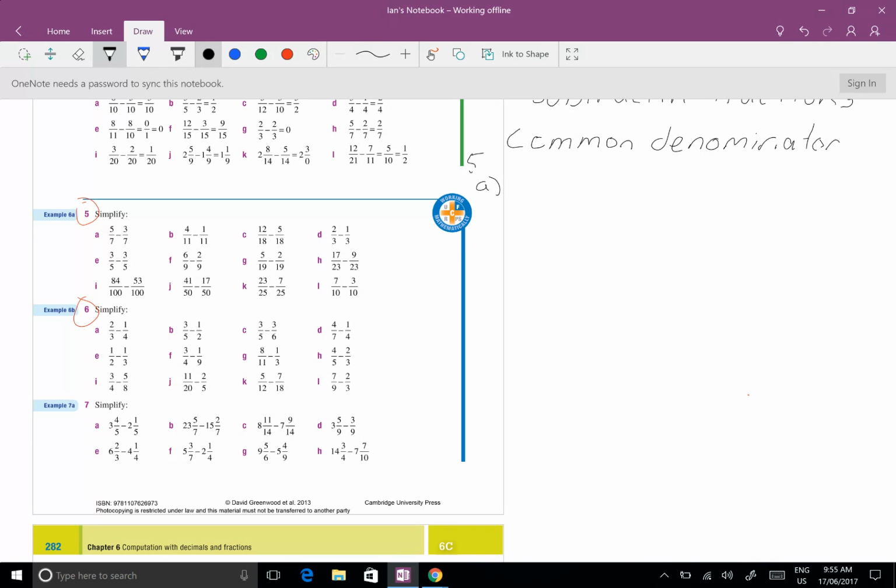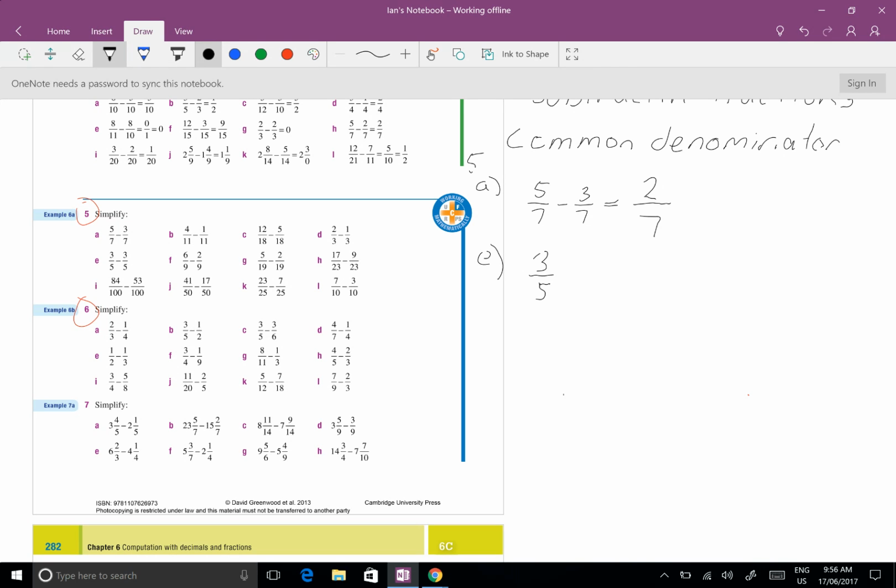Now if I look at 5a, I've got 5 on 7 minus 3 on 7. So again, leave the denominator alone. It remains 7. And then you just perform the operation in the numerators. So 5 minus 3 is 2. That was pretty easy. Let's have a look at E.